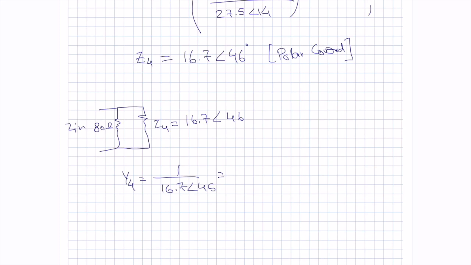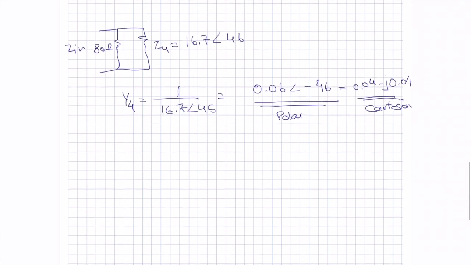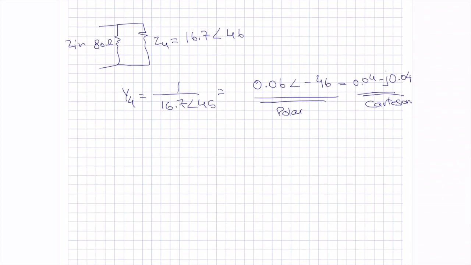Comes out to be 0.06, and the angle is just the negative of that, negative 46, which in Cartesian is 0.04 minus j 0.04. It's always a good practice to keep your numbers in both polar and Cartesian, because you might have to come back to these numbers when you're doing other kind of stuff, maybe when we are looking for VSWR or the reflectance in the line.